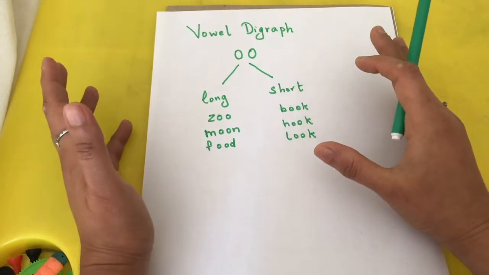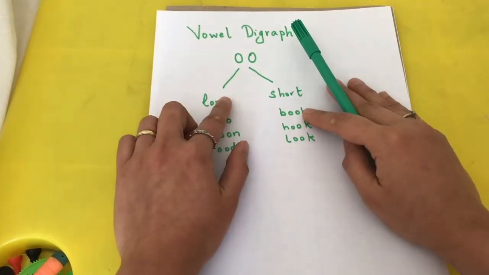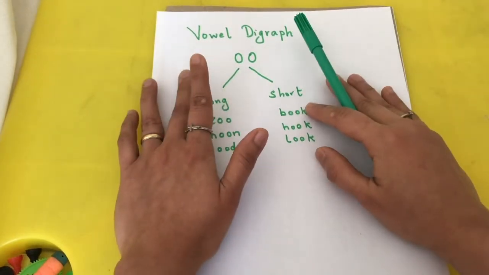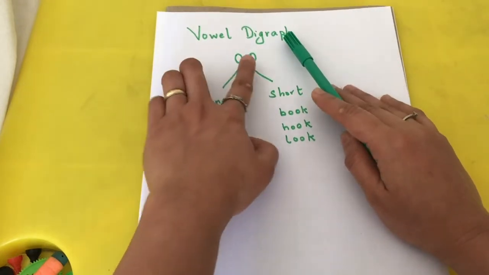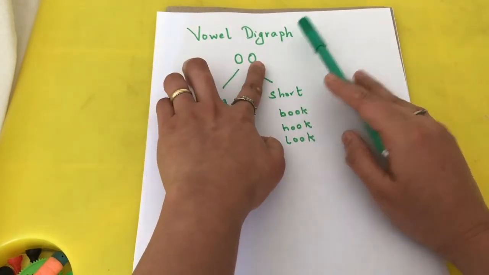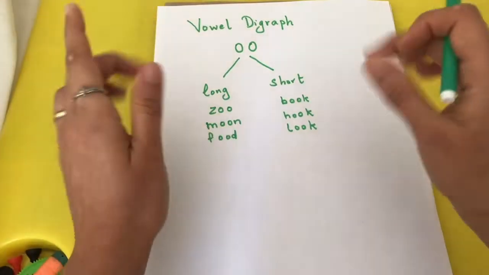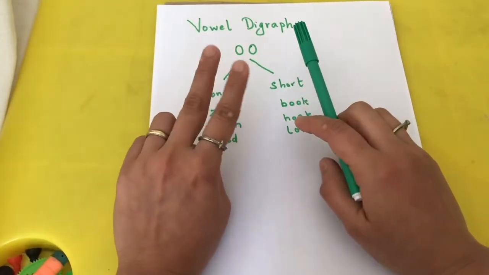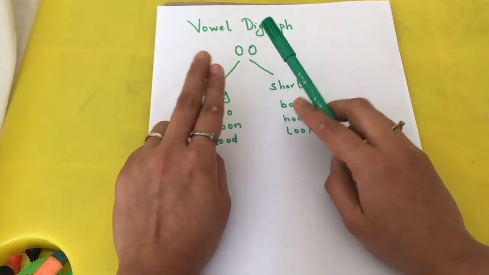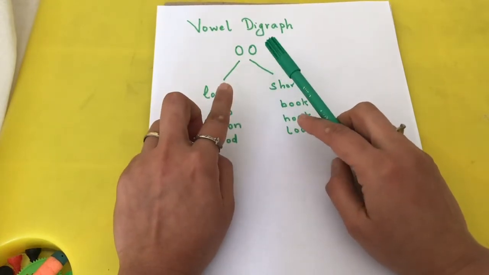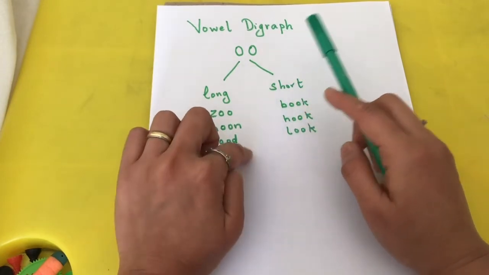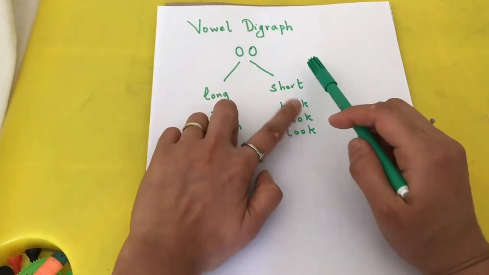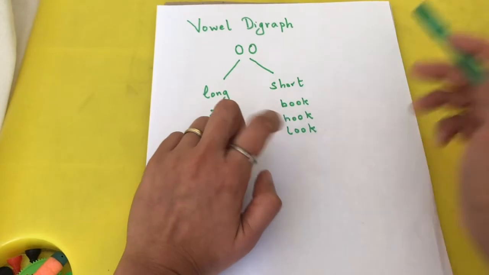Today we are going to learn a new digraph. Digraph is when two letters join together to make a new sound. Here we are going to take two letters O and O. When you say it together, it makes two sounds. One is long oo and another is short oo. Long oo as in zoo, moon, food. Short oo as in book, hook and look.